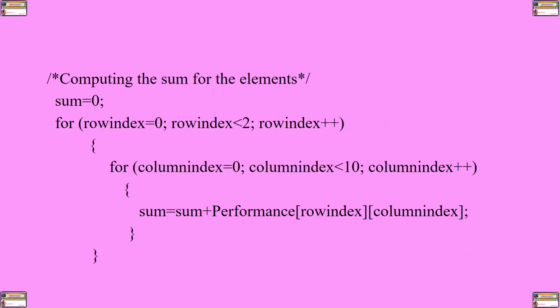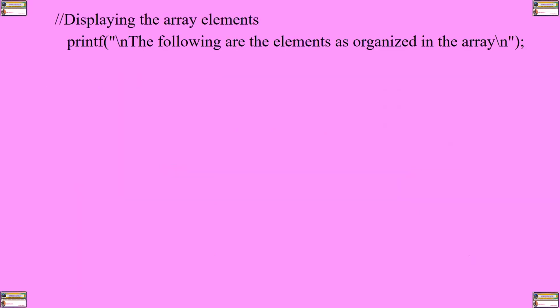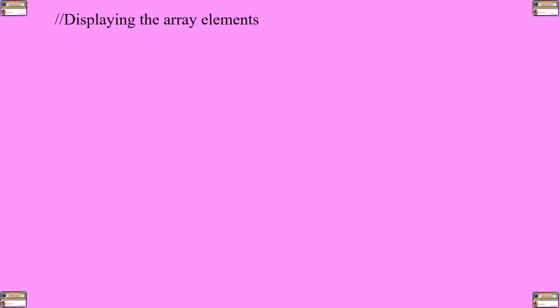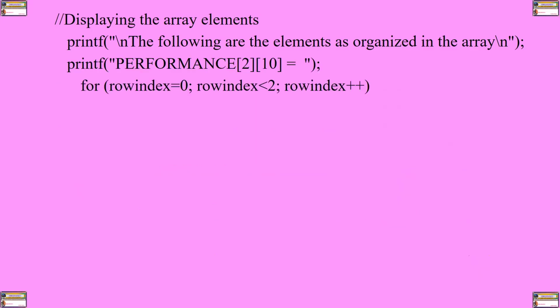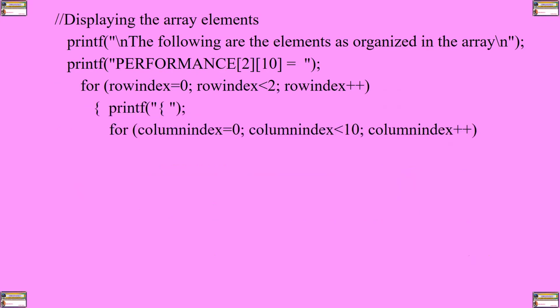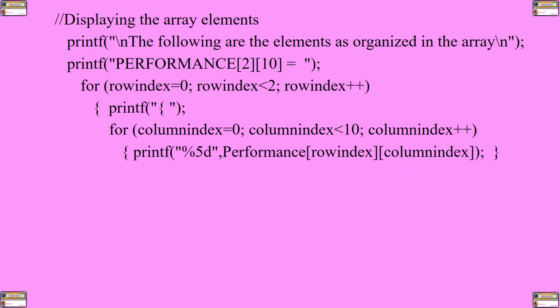And once that is done, all the elements in the array will have been computed. From there, we move on to displaying the elements of the array, and this statement will be displayed on the screen: the following are the elements as organized in the array. So this statement will be displayed as it is, and then using the for loop, we are going to write out the elements of the array, beginning with the index subscript 0 all the way.